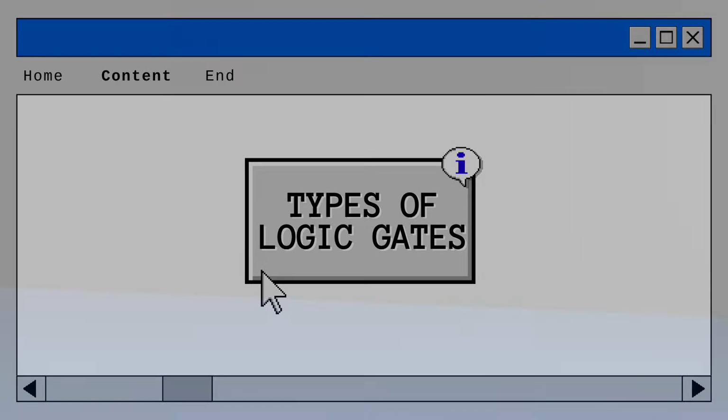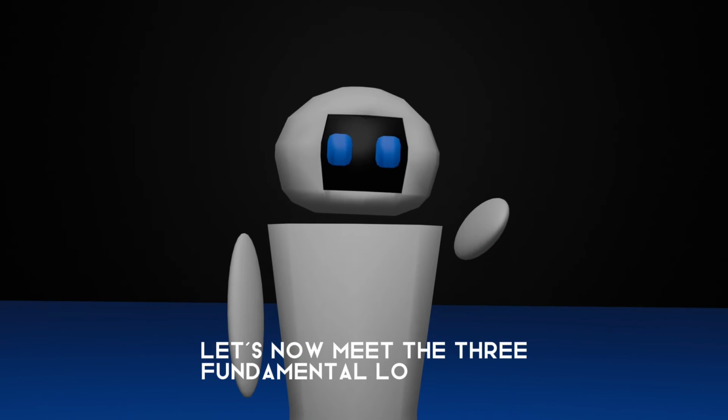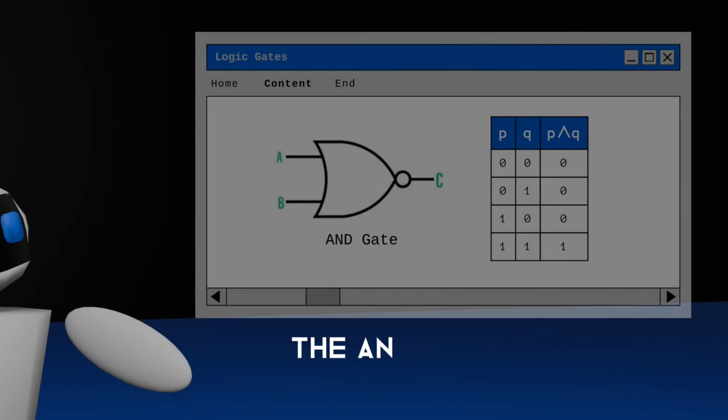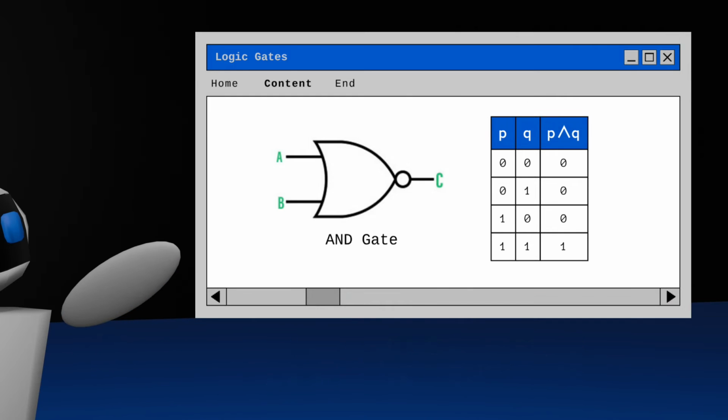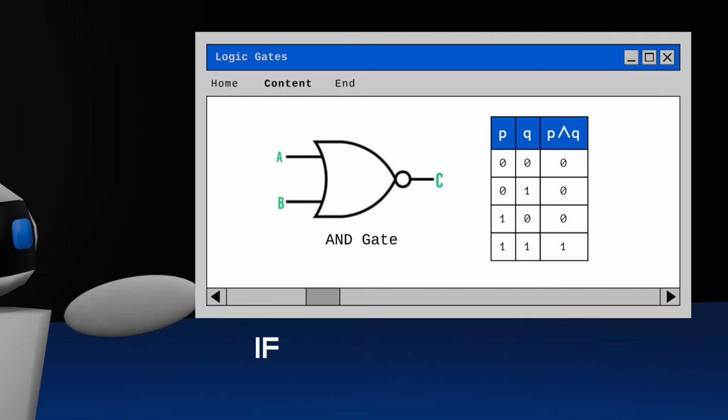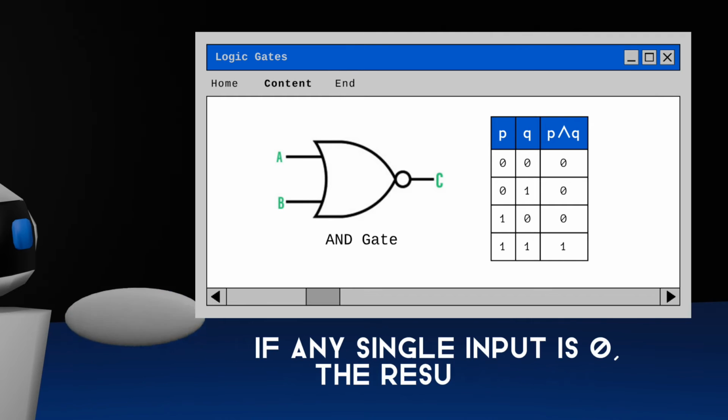Types of logic gates. Let's now meet the three fundamental logic gates that form the backbone of digital logic. AND, OR, and NOT. The AND gate acts as a strict enforcer. It only outputs a 1 if all of its inputs are 1. If any single input is 0, the result is 0.